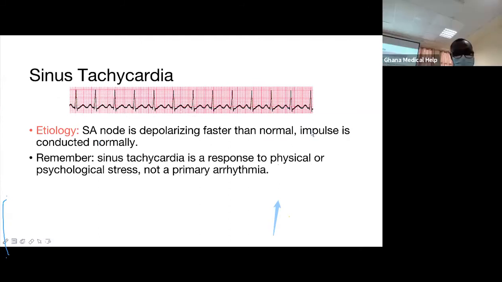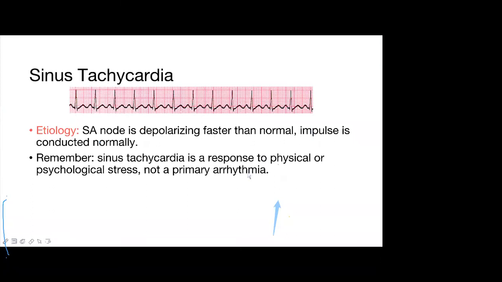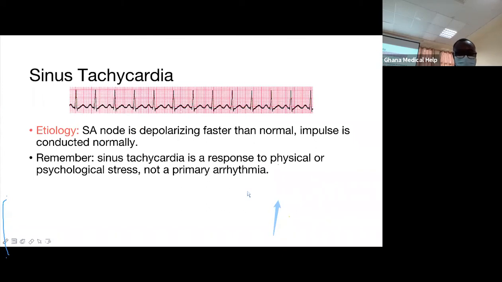And so it will fire faster, and may be a response to a physiological stress. Like I said, maybe you have a presentation and your heart is jumping. So it may not necessarily be pathological, but it may be pathological as well, like those with pulmonary embolism, those with thyrotoxicosis, and many other conditions that could present with sinus tachycardia.